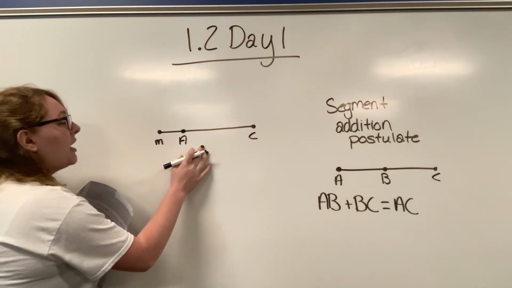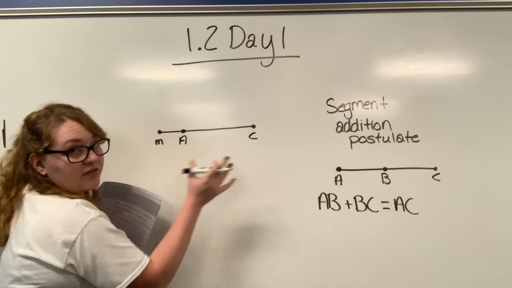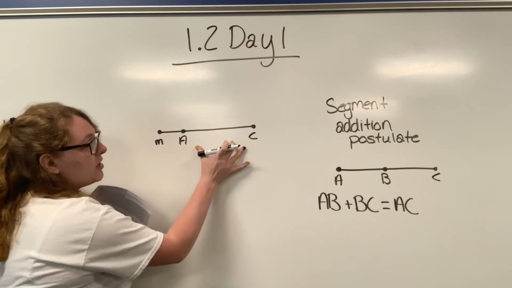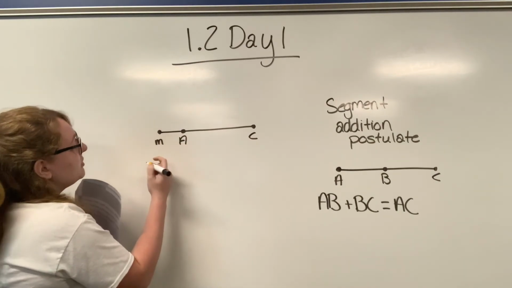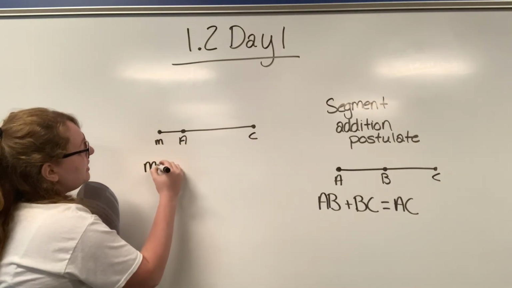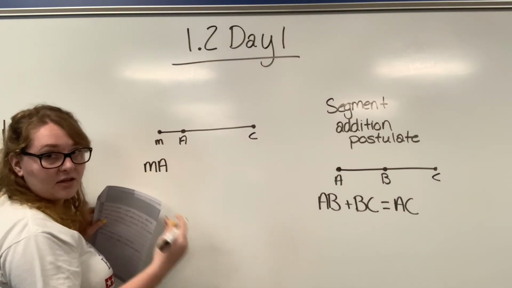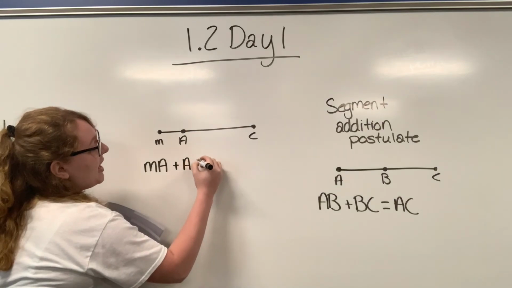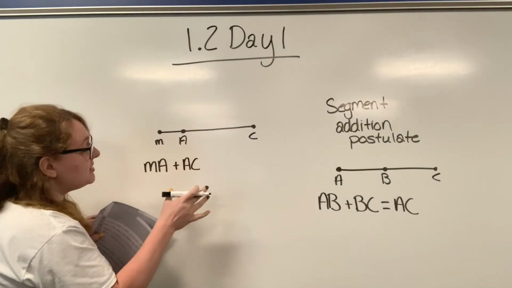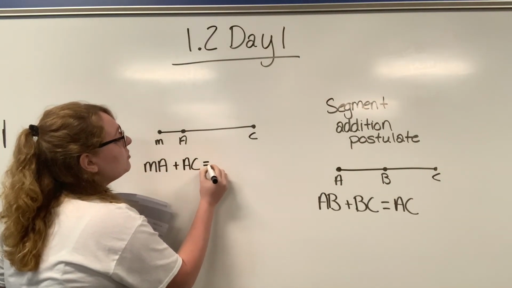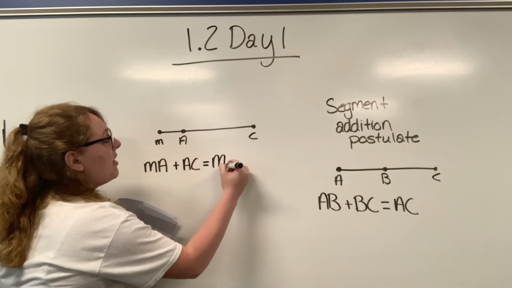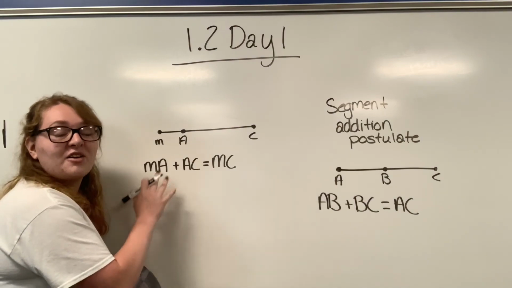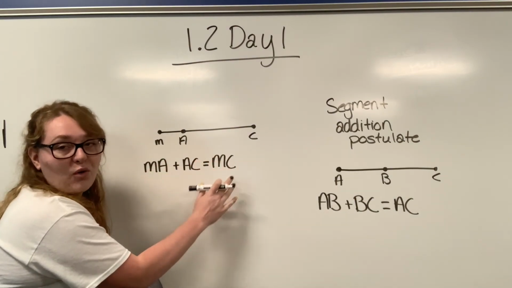Okay, and if we wrote a segment addition postulate for this, it would be the first chunk plus the second chunk equals the whole thing. So that would be the distance between M and A, so no line over top, plus the distance between A and C, again, this is distance, so no line, equals the distance between M and C, so the whole thing. So first chunk plus second chunk equals the whole thing.